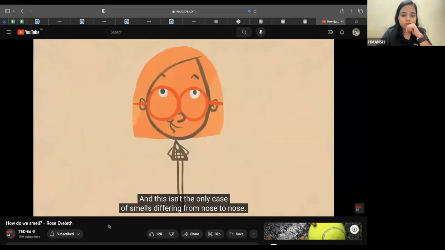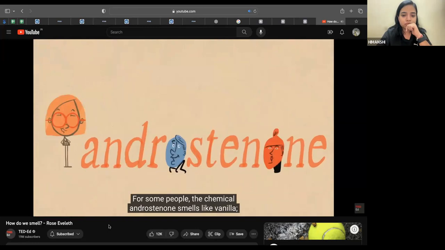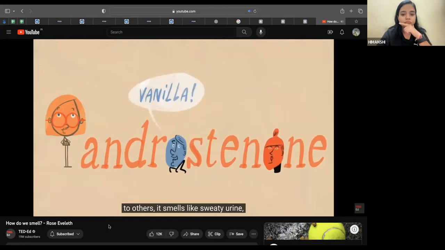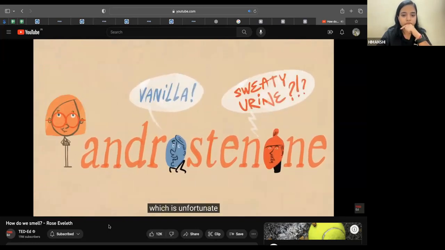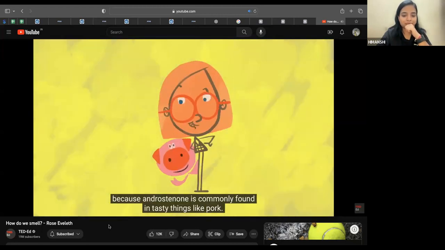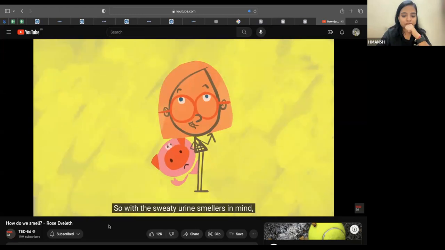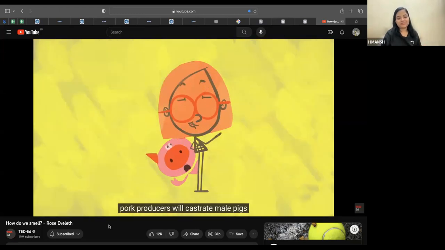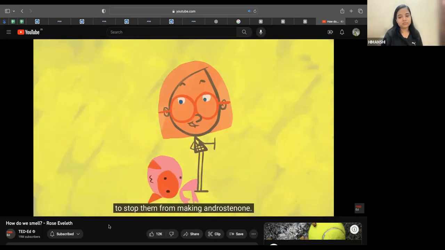And this isn't the only case of smells differing from nose to nose. For some people, the chemical androstenone smells like vanilla. To others, it smells like sweaty urine, which is unfortunate because androstenone is commonly found in tasty things like pork. So with the sweaty urine smellers in mind, pork producers will castrate male pigs to stop them from making androstenone.